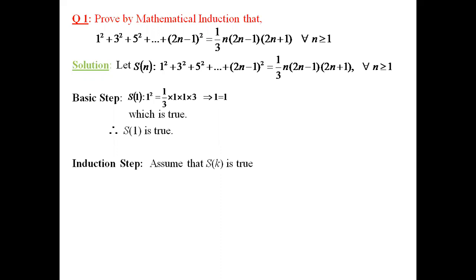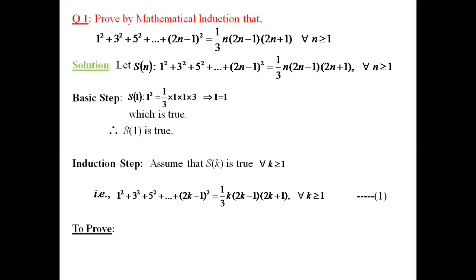Now in induction step, we assume that S of k is true for all k greater than or equal to 1. So instead of the given statement with n, we will assume the statement is true for n is equal to k. And k takes the value greater than or equal to 1. That is the statement 1 square plus 3 square plus 5 square etcetera up to 2k minus 1 whole square is equal to 1/3 of k into 2k minus 1 into 2k plus 1 for all k greater than or equal to 1 is true. This is our assumption. Let us denote this as equation 1.